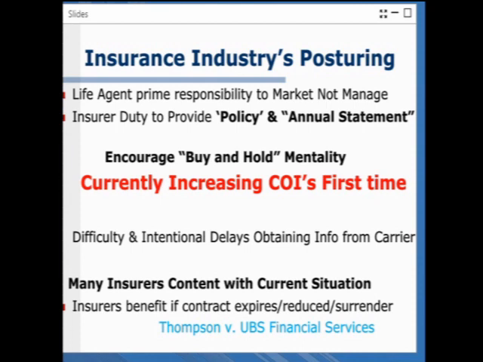Why? Well, let me put it this way. Many insurers are content with the current situation because if the insurance lapses, then that's really in the insurance company's best interest. And let's just take a look at something that might be of interest to everyone on board.